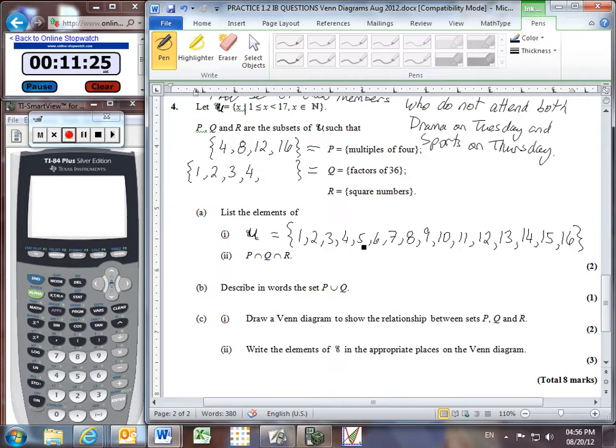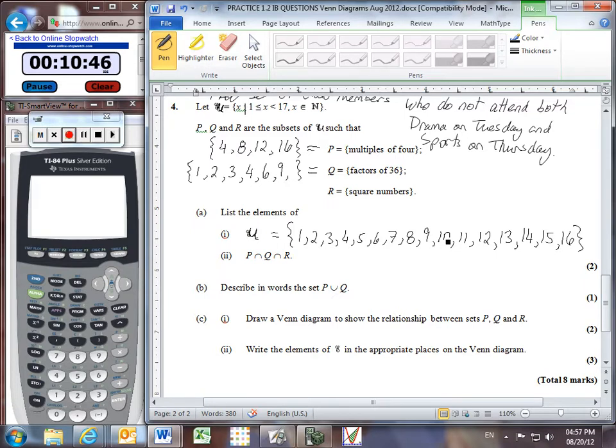36 divided by 5, that would give me 7.2. And because it's not an integer or a whole number, we will not include 5 as a factor. 36 divided by 6, that equals 6. So 6 must be a factor. 36 divided by 7, that's 5 point something, 5.14. So that's not going to be a factor because of the remainder. 36 won't divide by 8 evenly. 36 does divide by 9 evenly. So 9 is in there.